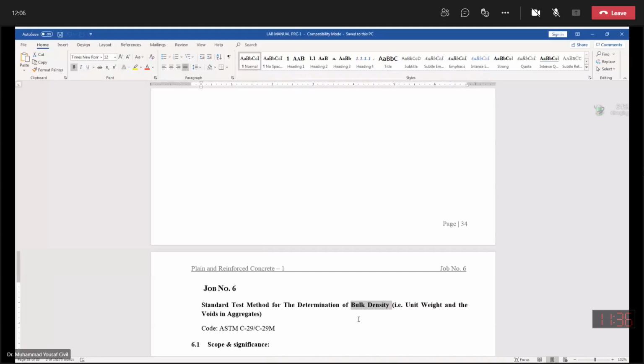Now, if you are having a container, it will be having certain volume, okay? So for this bulk density, if you are having any container, certainly it will be having some volume. So if you pour the aggregate in that container, then certainly there will be space between the aggregate particles.